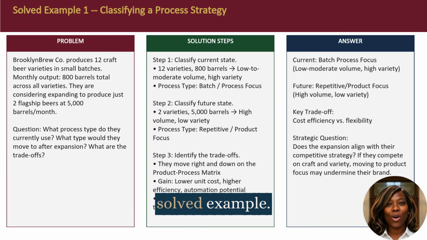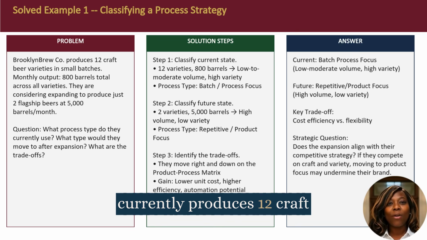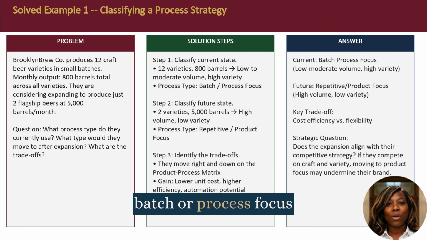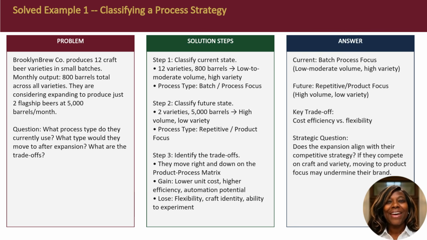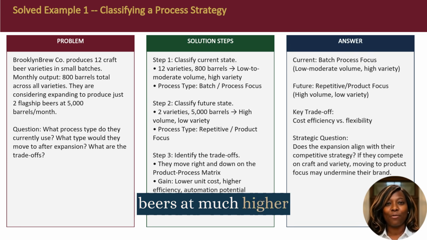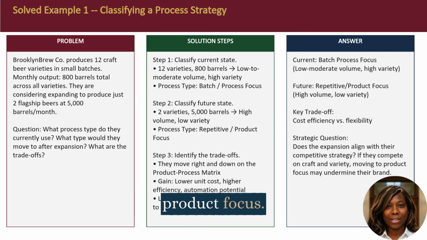Let's work through a solved example. Brooklyn Brew Company currently produces 12 craft beer varieties in small batches. That is a batch or process focus operation. They are considering expanding to just 2 flagship beers at much higher volume. That would move them toward a repetitive or product focus.